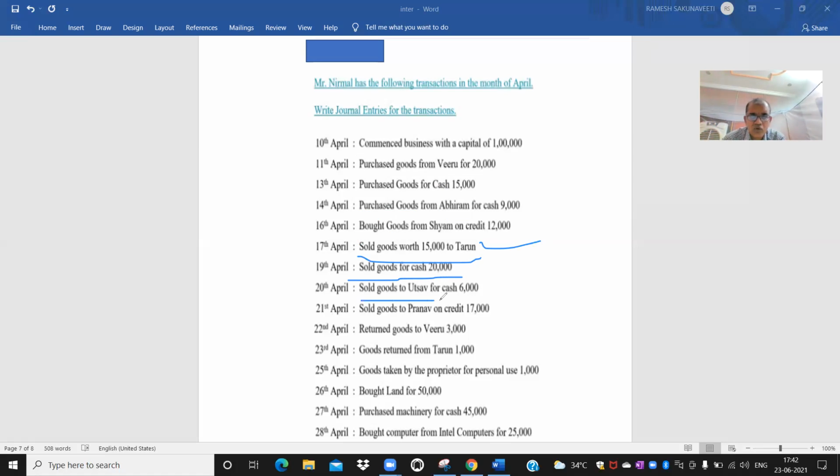Very good. Next one, sold goods to Utsav for cash. What is the journal entry? Utsav account debtor to cash sales account. Why is Utsav important? It is also a cash transaction, it is not a credit transaction. Cash account debtor to sales account. His name is not important. Next one. Sold goods to Pranav on credit. What is the journal entry?